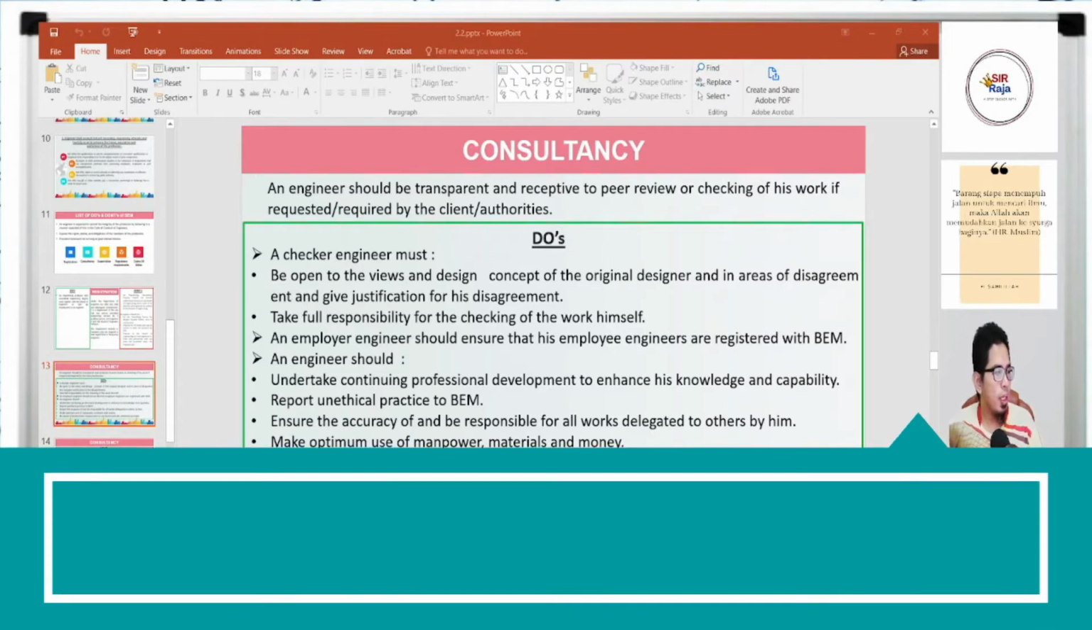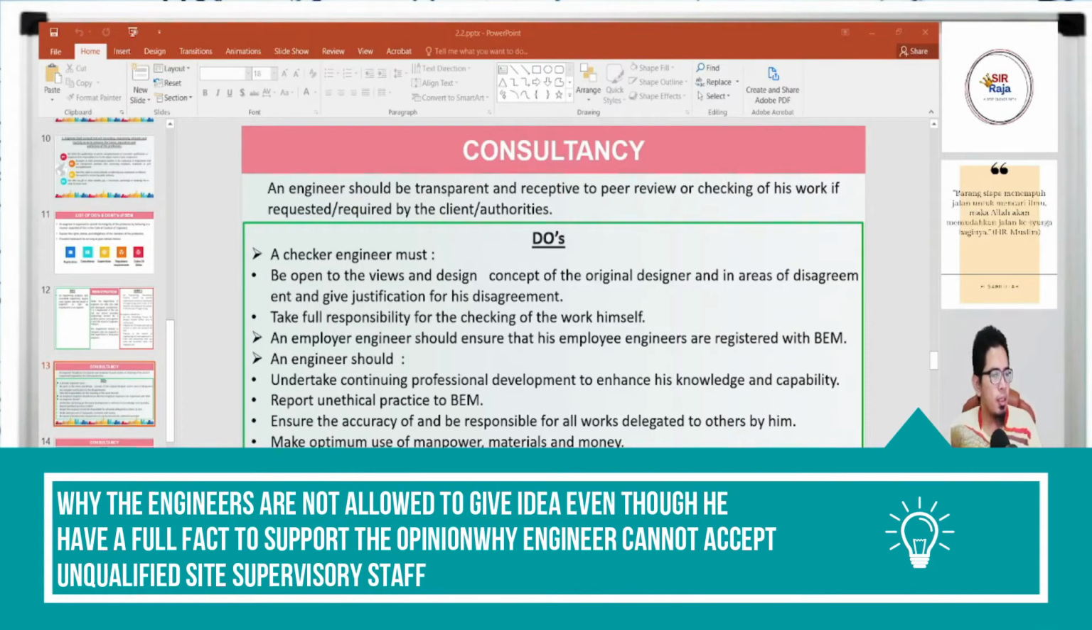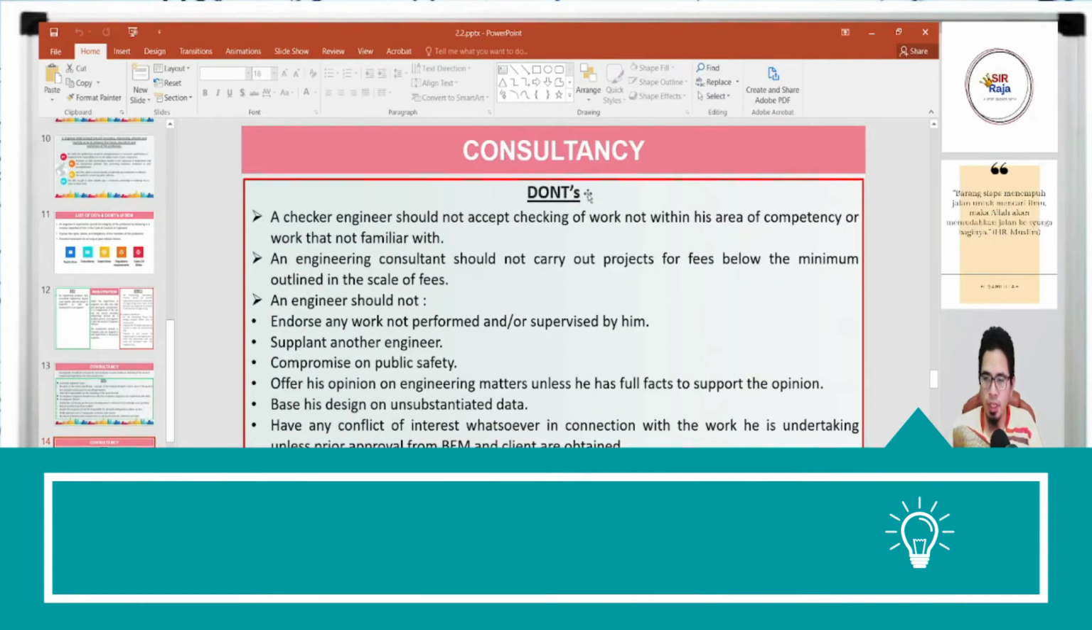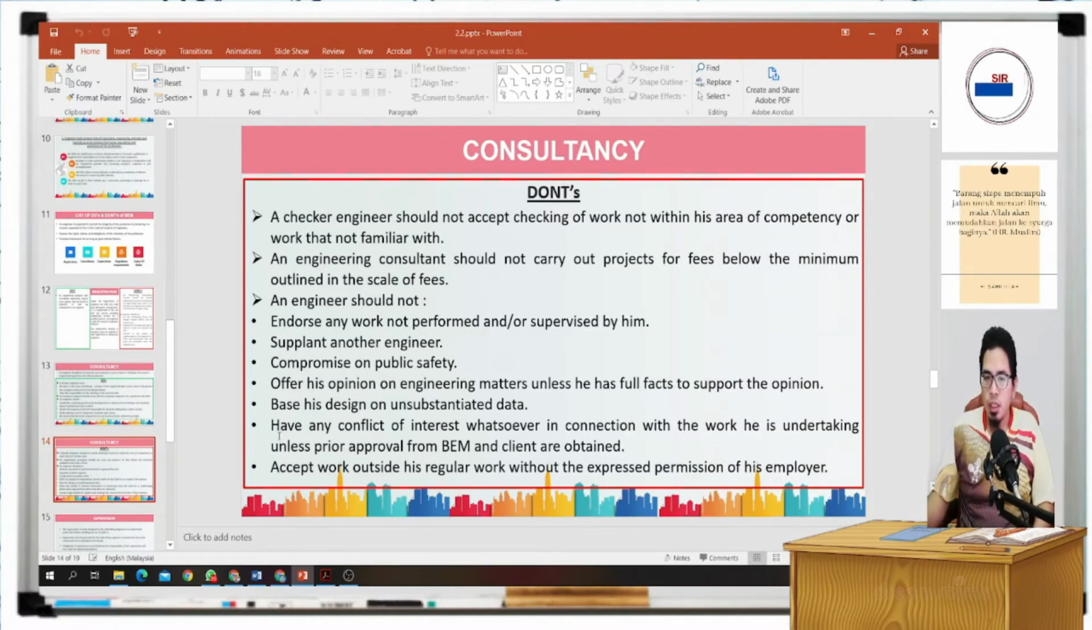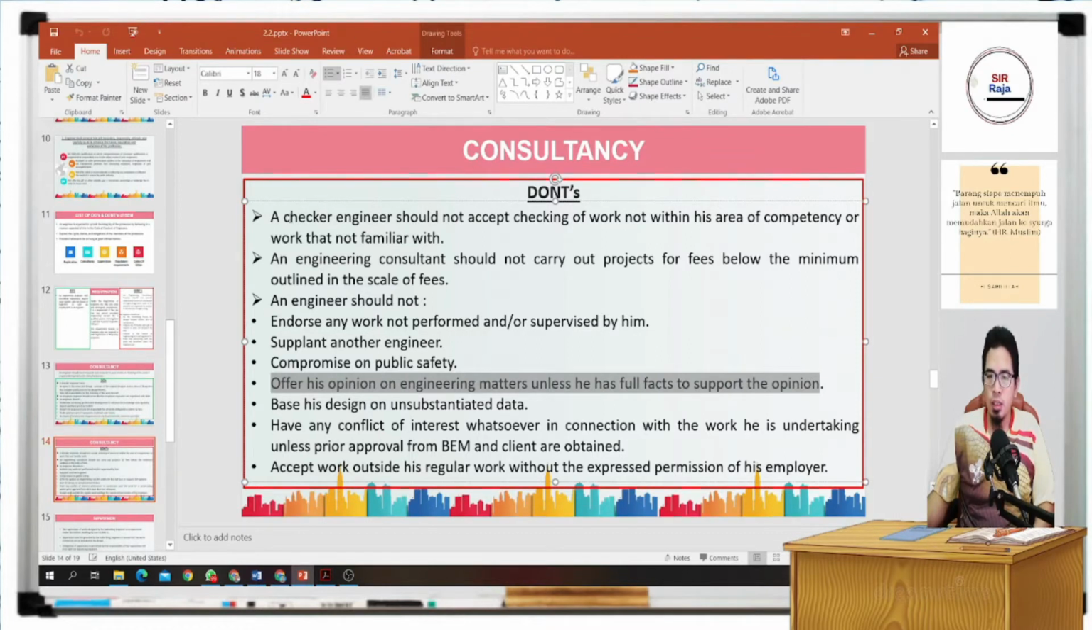Why engineers are not allowed to give idea even though he has a full fact to support their opinion? Right, I think this one is the don'ts under consultancy, 2.6. Okay, under consultancy, there is a don'ts here. It says here, a checker engineer. When you're talking about checker engineer, there is only one person that is called as checker engineer, which is professional engineer. So the professional engineer is the only person that can check any design, any engineering works by the subordinates.